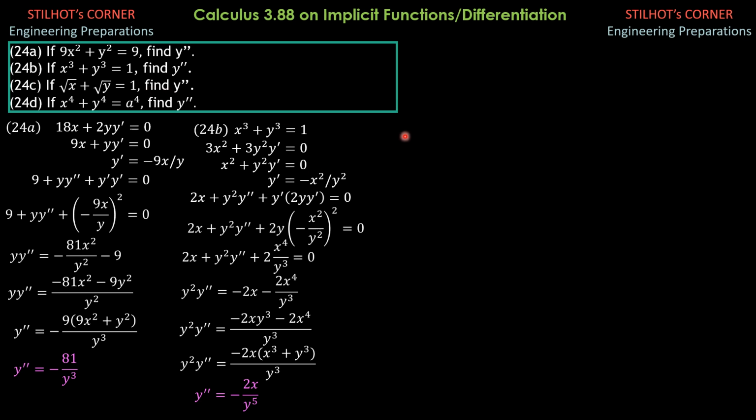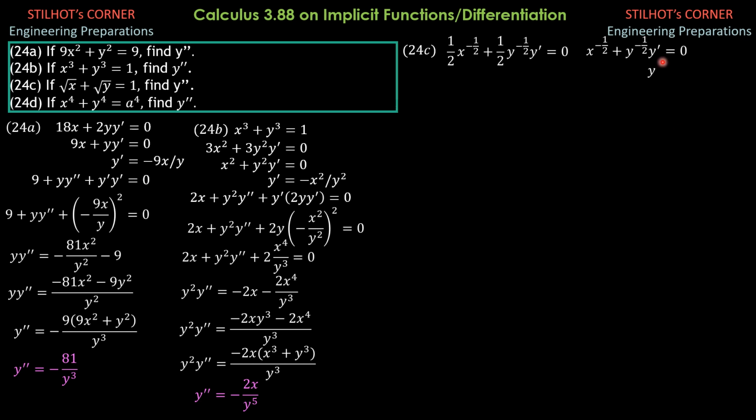For the next one, we have x to the 1 half plus y to the 1 half equals 1. So it is 1 half x to the negative 1 half plus 1 half y to the negative 1 half times y prime equals 0. So cancel out 1 half. So we have x to the negative 1 half plus y to the negative 1 half y prime equals 0.